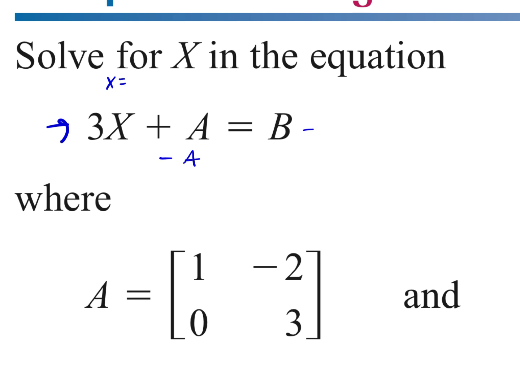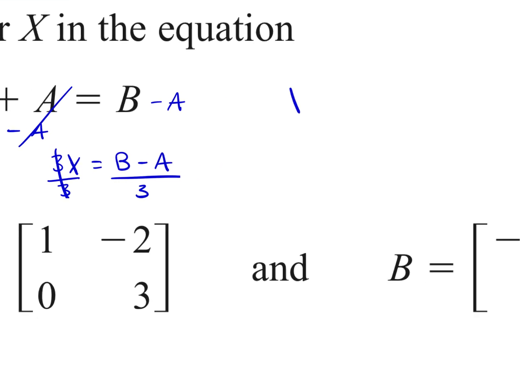Subtract a on both sides. Perfect. So we've got 3x equals b minus a. Then what do we do? Divide by 3. So we have x equals b minus a over 3.